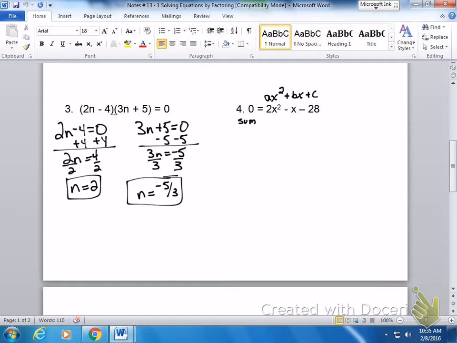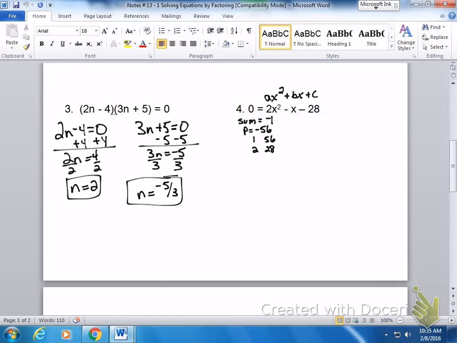So I need to find the sum, and I need to find the product. Well, the sum is negative 1. It's the b value. Our product is the a times the c, which in this case would be negative 56. So I need to start breaking down 56. 1 and 56 won't work. 2 and 28 is not going to work.